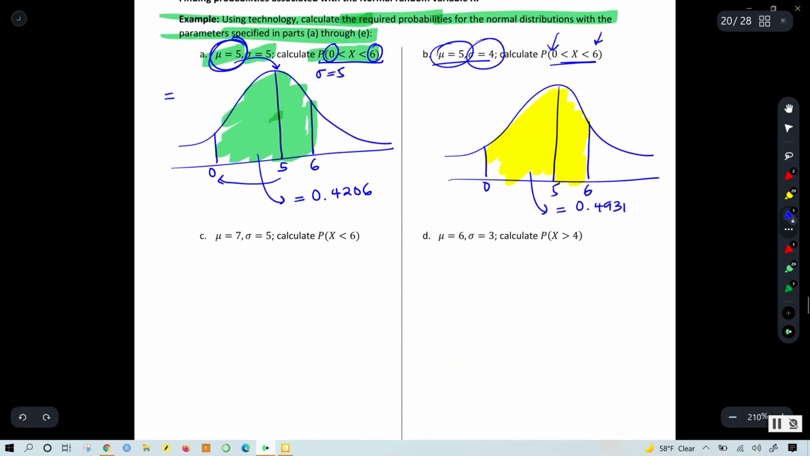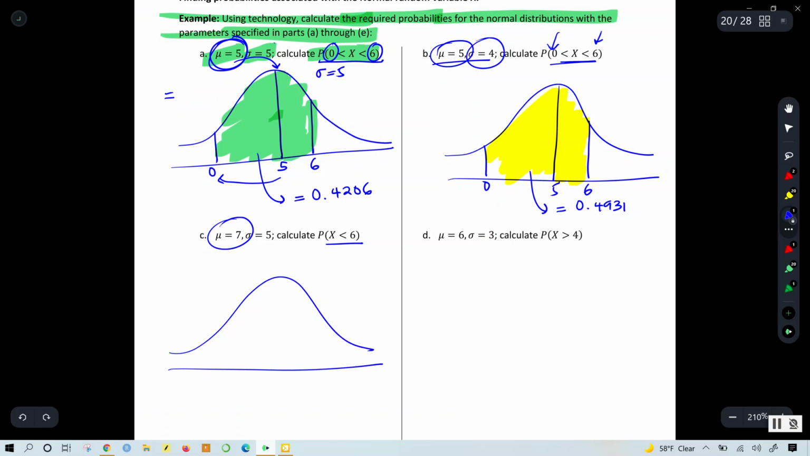Then for the next question, my mean is 7. So I'll locate 7 and I want the probability less than 6. 6 should be to the left of 7 and I want the region to the left of 6. So I'm going that way. This probability, let's go.